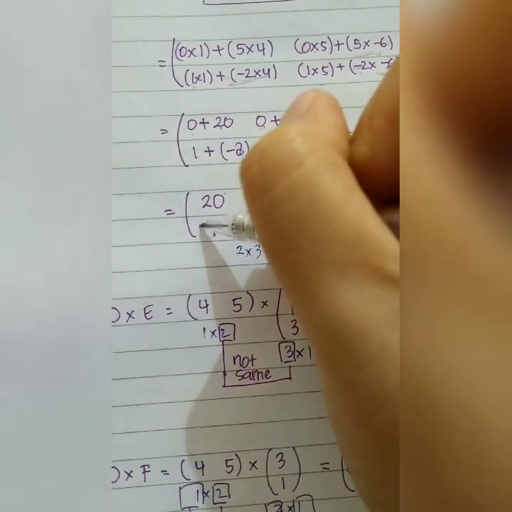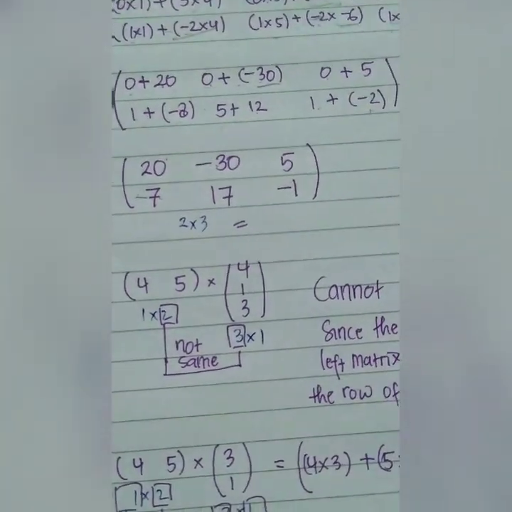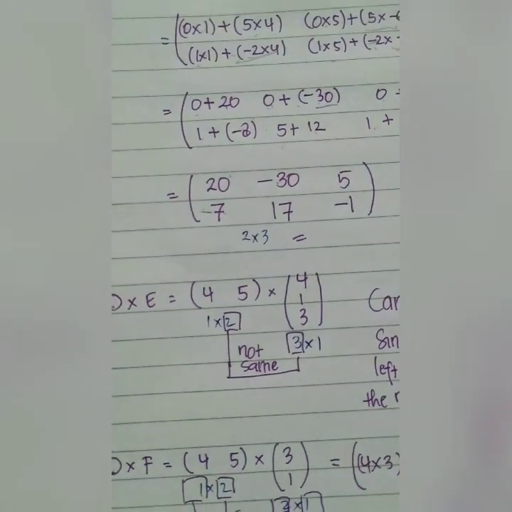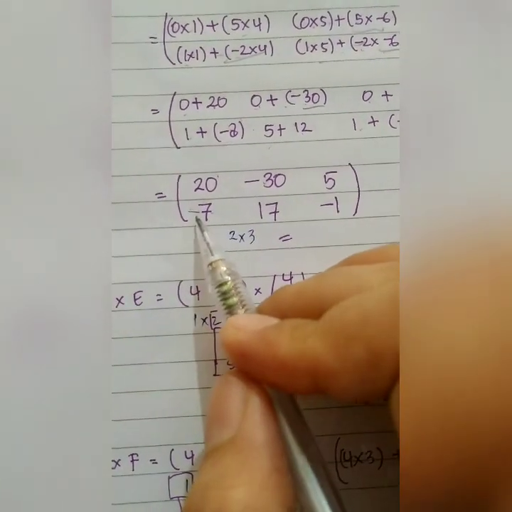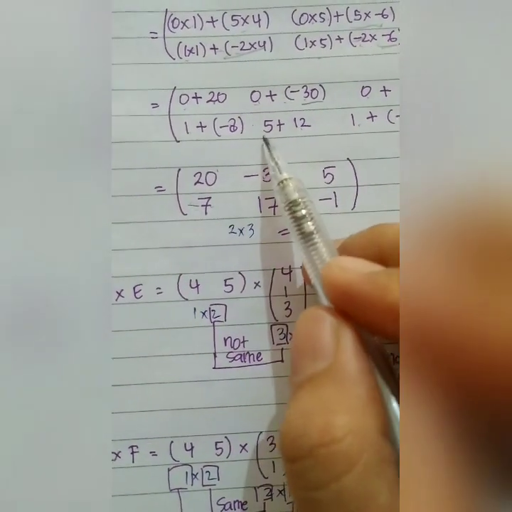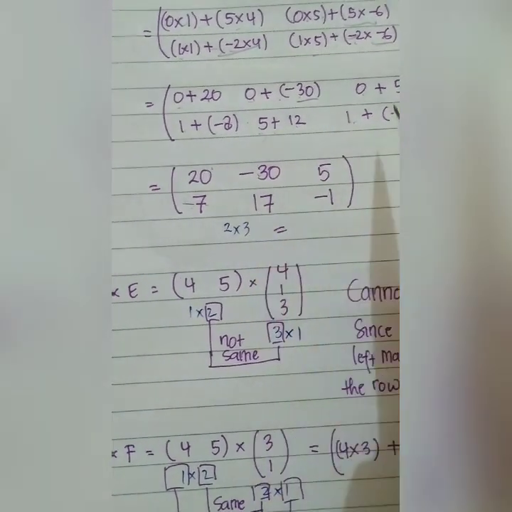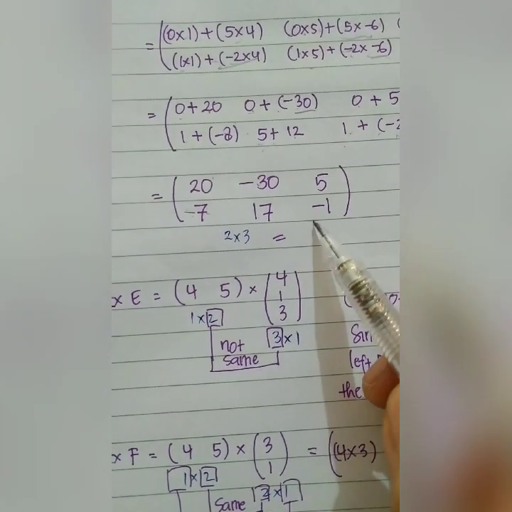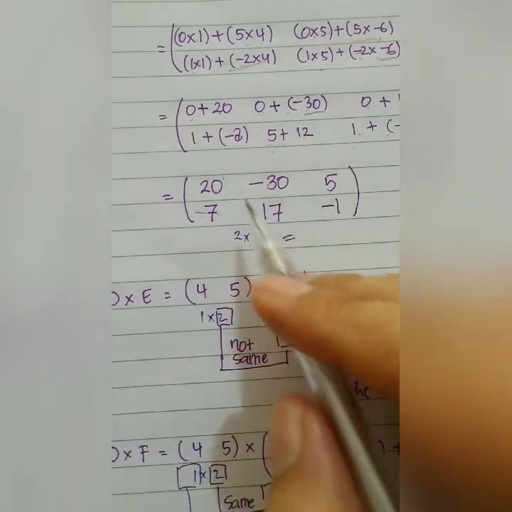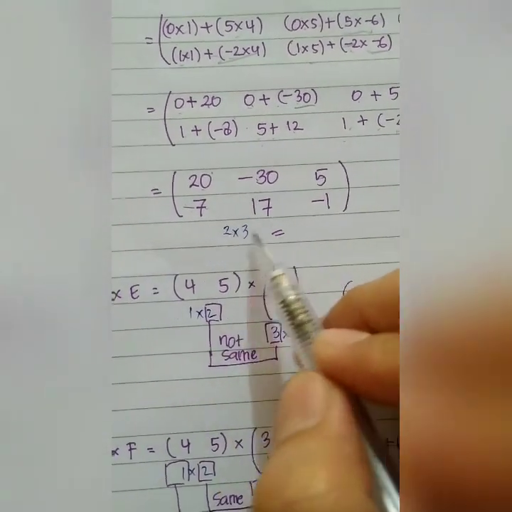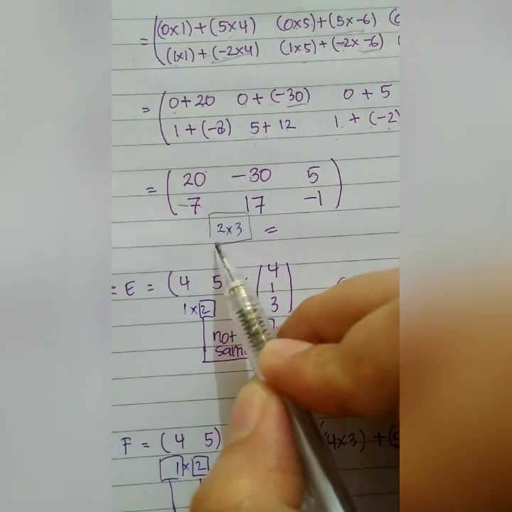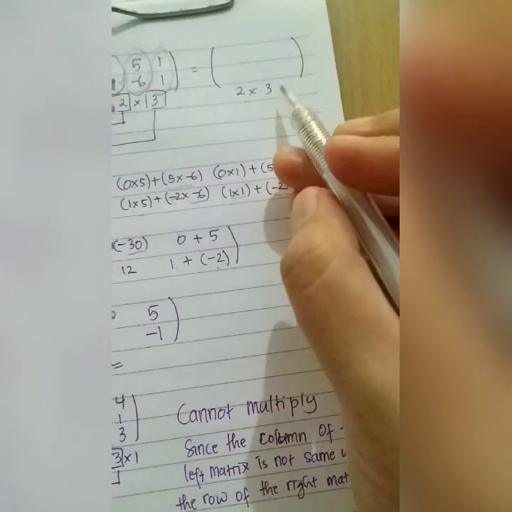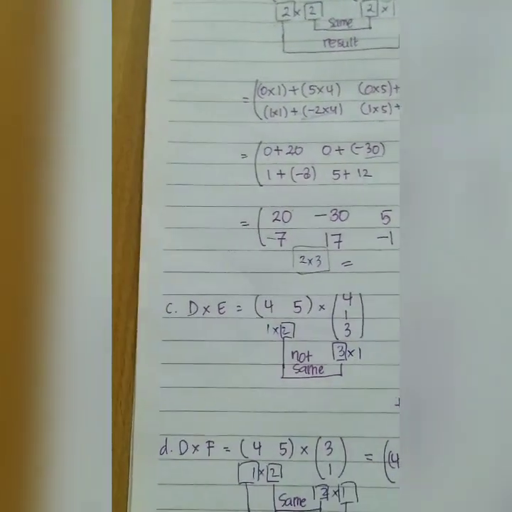Sorry, it should be negative 7. Okay, 1 plus negative 8 is negative 7, sorry. 5 plus 12 is 17. And then 1 plus negative 2 is negative 1. So as you can see here, the order of our result is 2 by 3. Same with this one. So it's proven.